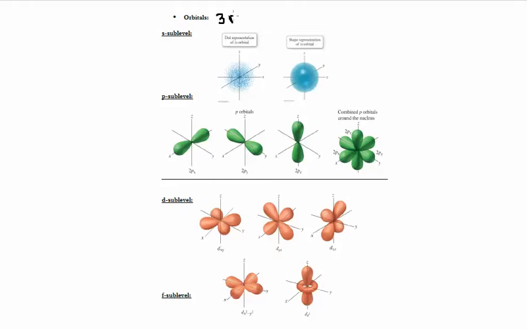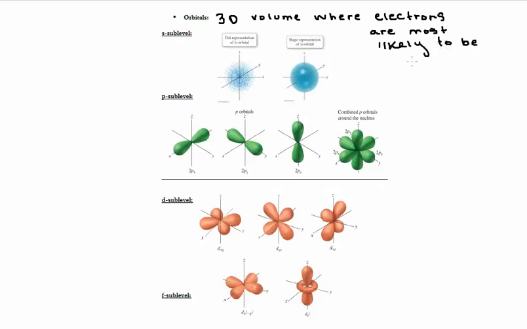So the 3D volume where electrons are most likely to be found. As you can see, if it's this S sublevel, they're going to be within this region. That's where they're most likely going to be found. So we're not talking about electrons orbiting anymore. We're going to simply be talking about the 3D area where we're most likely to find them.